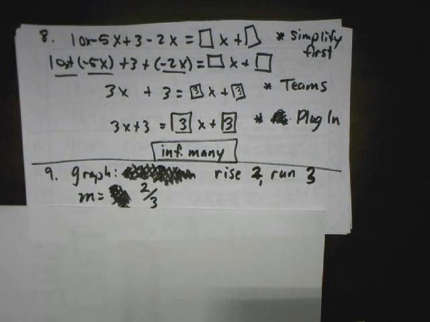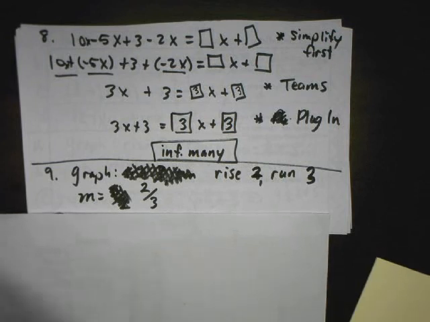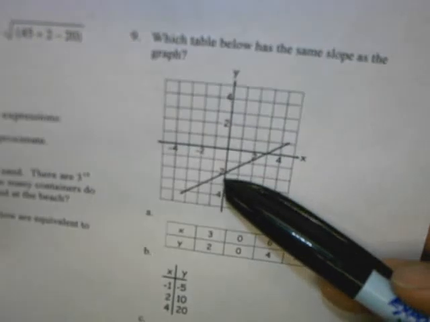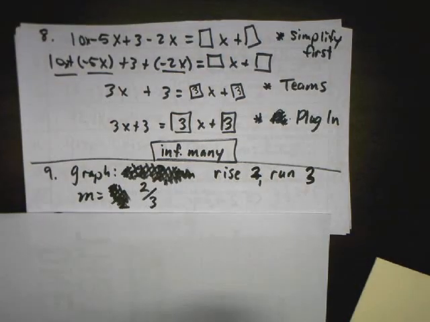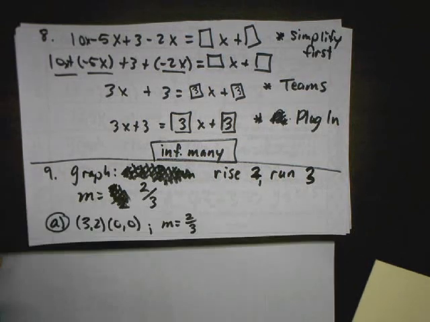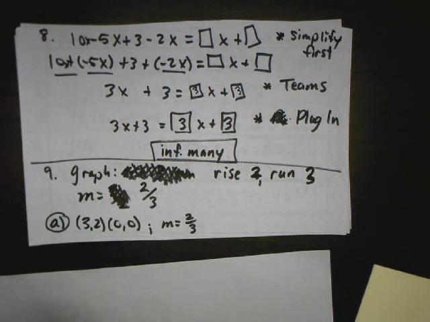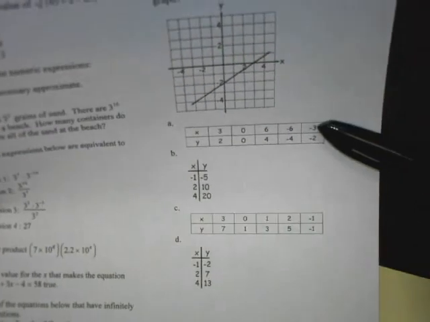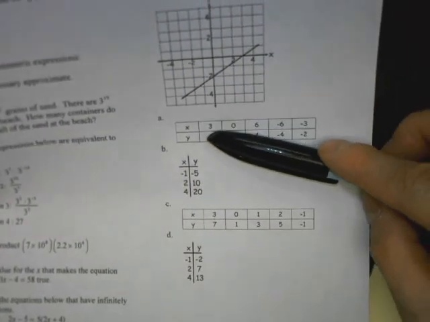All right. Number 9 says this. Which table below has the same slope as the graph? So, the graph, you can take any 2 points that are on the lattices, right? And we can rise up 2 and run 3. Here's a slope of 2/3. You could also take 2 points and do the slope formula, right? Y minus y over x minus x. Okay, so that's what we're going to do for table A. Table A, we're going to look at the slope. So I'll take 2 points.